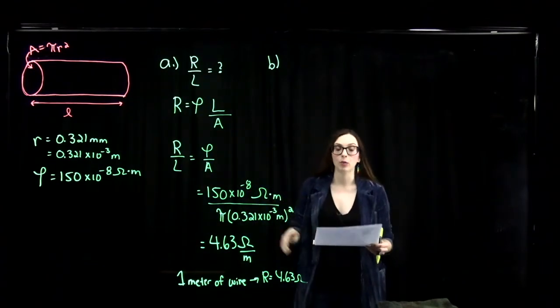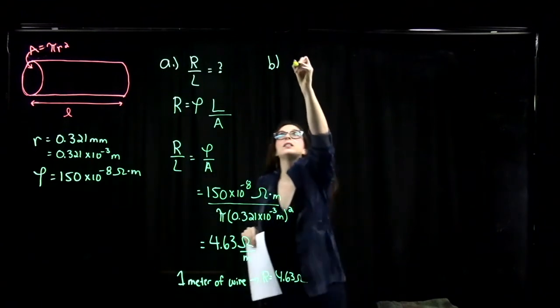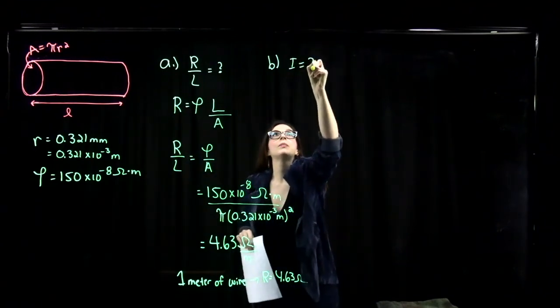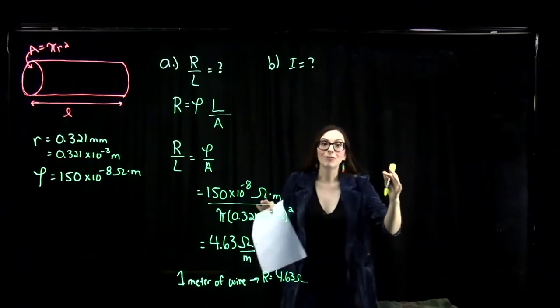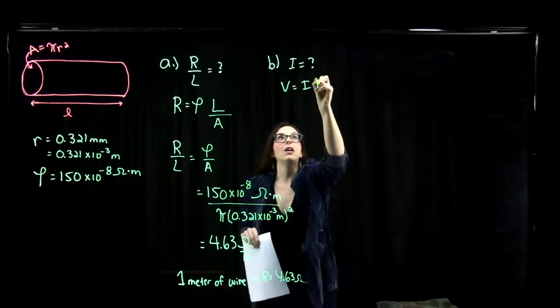Now for part B, if a potential difference of 10 volts is maintained across a 1 meter length of this nichrome wire, what is the current in the wire? So I is equal to question mark. Okay. Well, we can use our equation for Ohm's law. V is equal to IR.